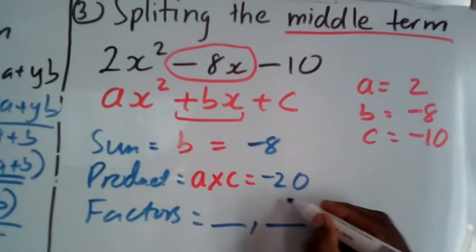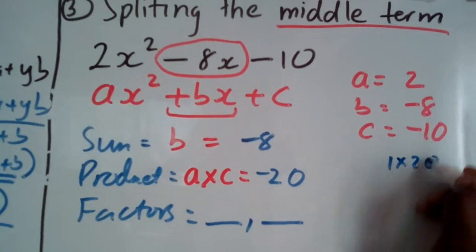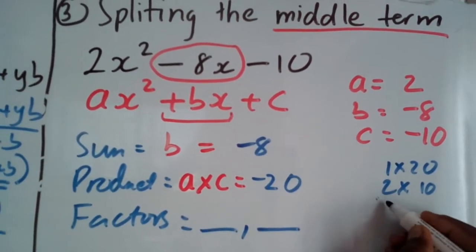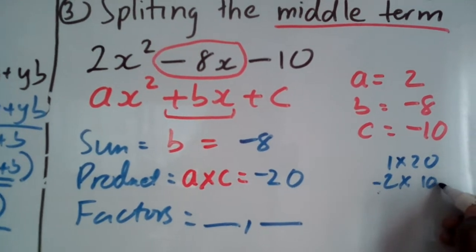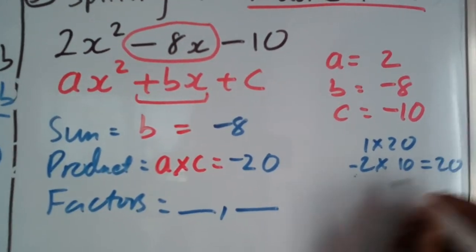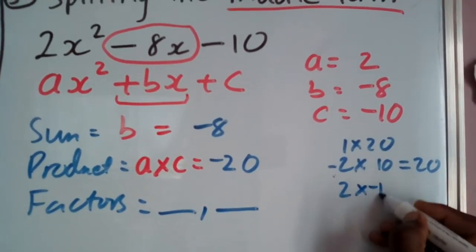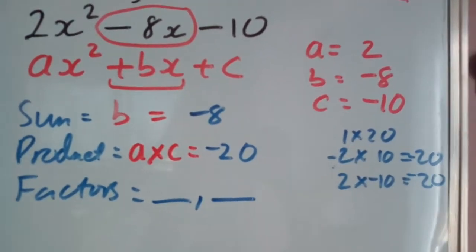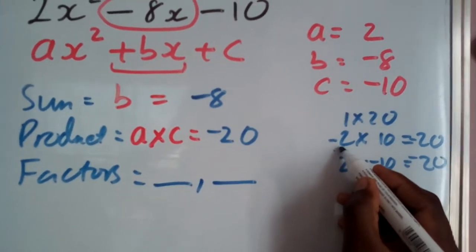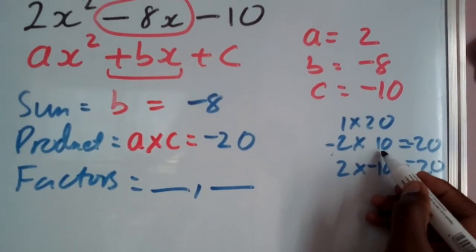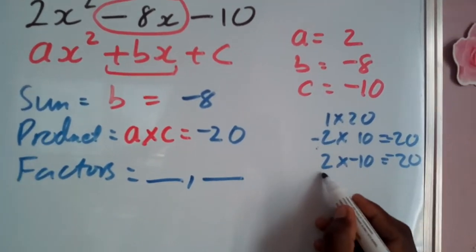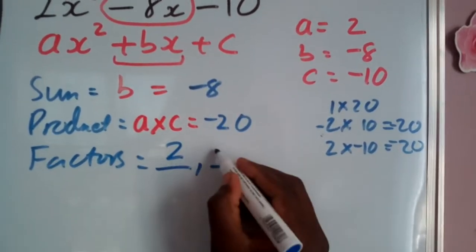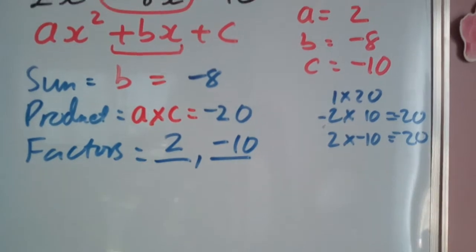Now, what are the factors of 20? 1 times 20, 2 times 10, and I can stop here, because if I have minus 2 times 10, I get minus 20, or if I have 20 times 10, I get minus 20. Now, if I add 2 and 10, I get 12. If I add 2 and minus 10, I get minus 8. Meaning my two factors are 2 and minus 10.